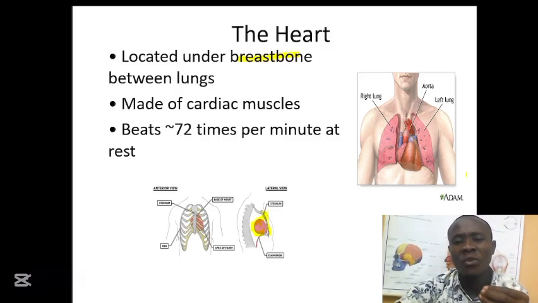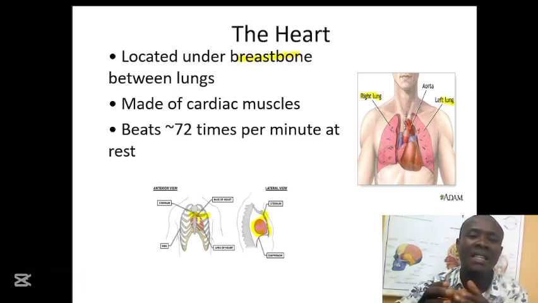And if you observe this other diagram here, the heart is between the right lung and the left lung that we have here. So it is found between the lungs. And when you observe the heart also, it is between the second ribs. This is the first one above, and this is the second one just below the first one. Between the second rib and the sixth rib is where you can find the heart.